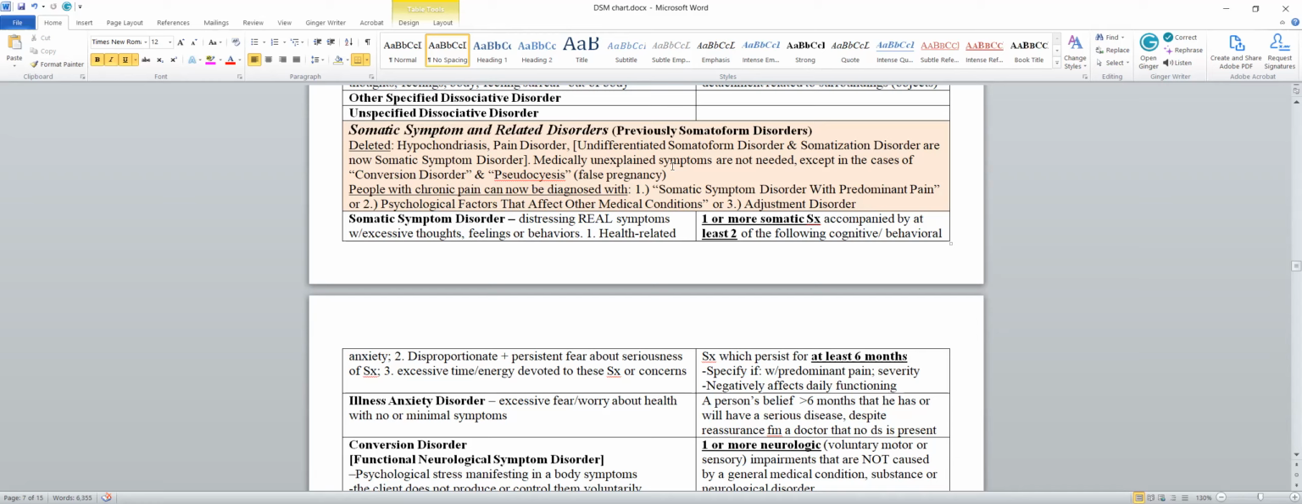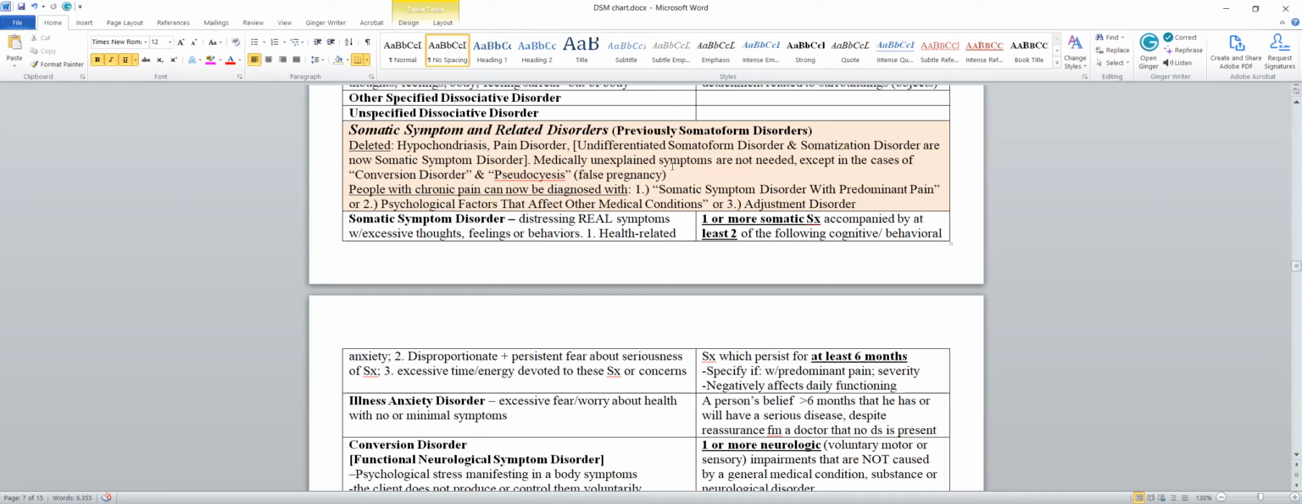People with chronic pain can now be diagnosed with 1, somatic symptom disorder with predominant pain, or 2, psychological factors that affect other medical conditions, or 3, adjustment disorder. So people with chronic pain can now be diagnosed with one of those 3.